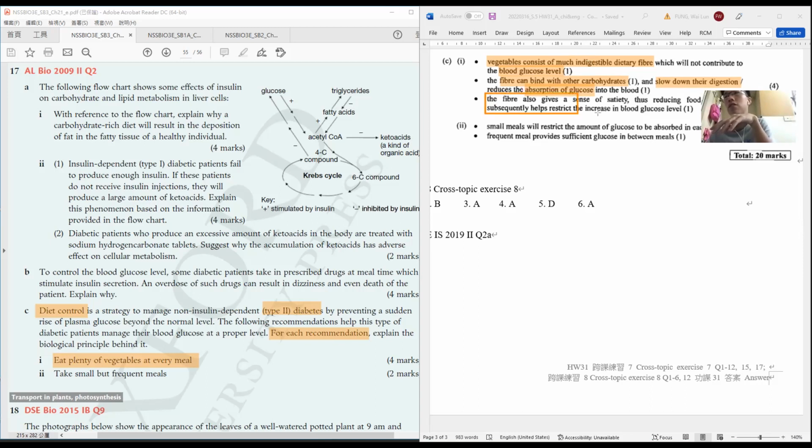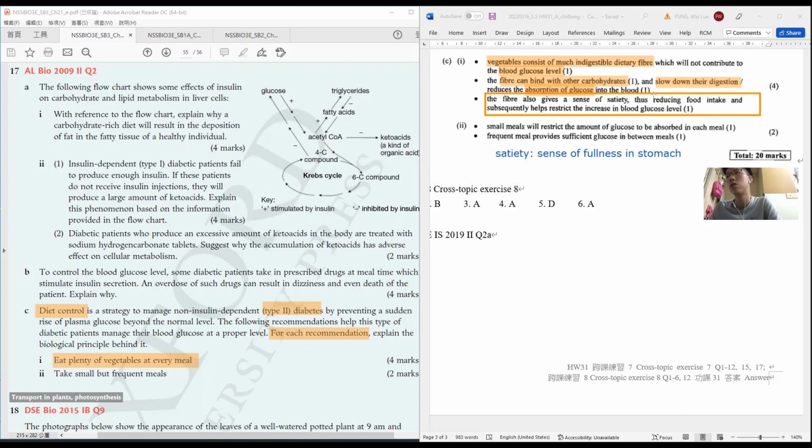The last point, the fiber also gives a sense of satiety. Satiety means the sense of fullness in the stomach. You feel that you have eaten a lot of food, so you will reduce the food intake. You will stop eating because you feel full in your stomach, so you eat less food. That helps to restrict the increase in blood glucose level.